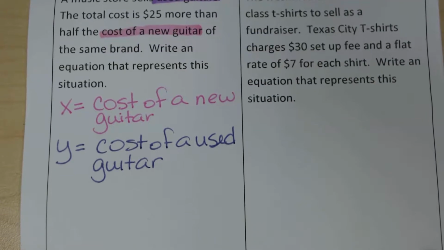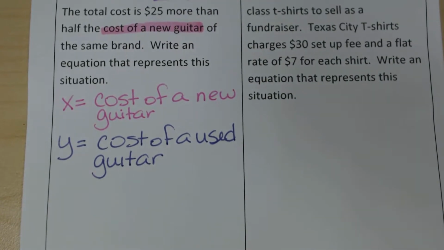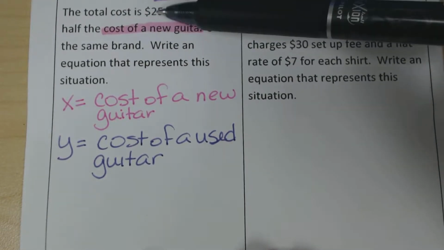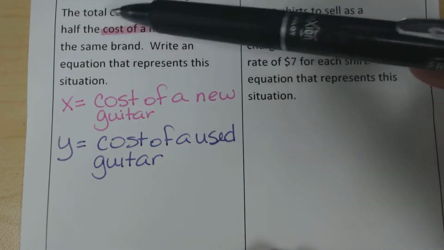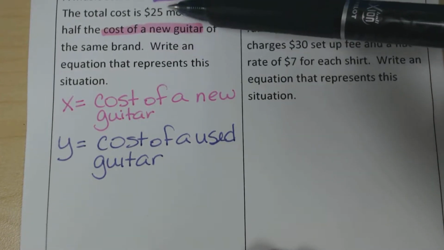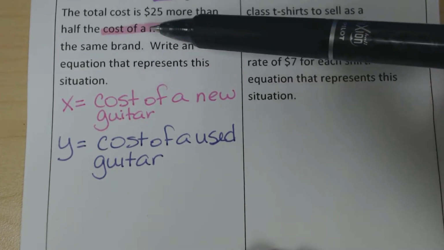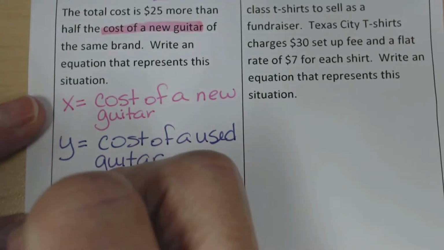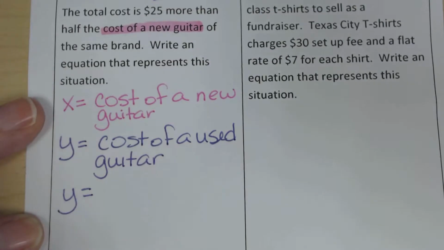Now we need to actually make an equation out of this, and we're going to go to this sentence that says the total cost. So the total cost, Y, is $25 more than half the cost of a new guitar, or $25 more than half of X. So we have Y, the total cost, and that is $25 more than.